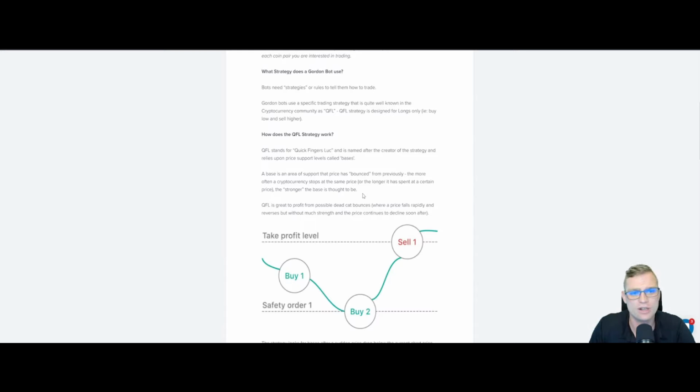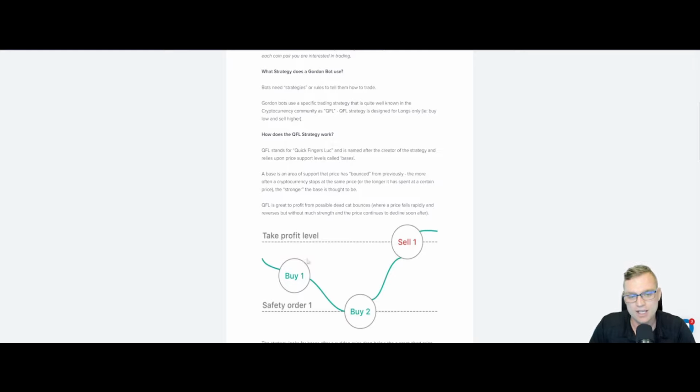What the Gordon bot is, guys, it refers to a strategy called Quick Fingers Luc, named after the creator of the strategy, and relies upon the price of support levels called bases. A base is an area of support that price has bounced from previously. The more often a cryptocurrency stops at the same price, or the longer it has spent at a certain price, the stronger the base is thought to be. QFL is great to profit from possible dead cat bounces, where a price falls rapidly and reverses but without much strength, and the price continues to decline soon after.